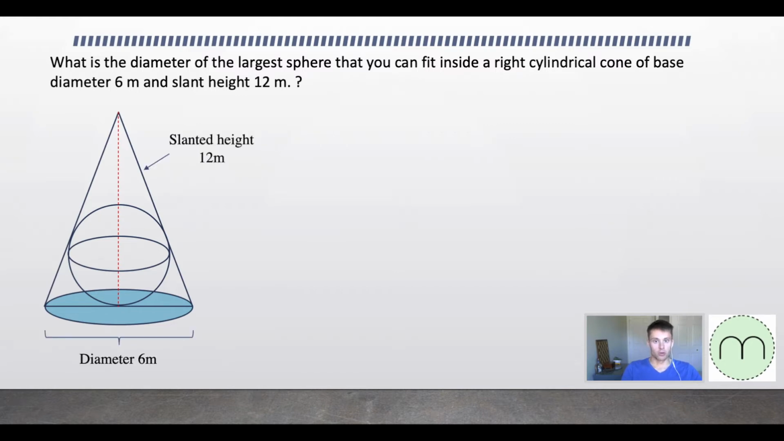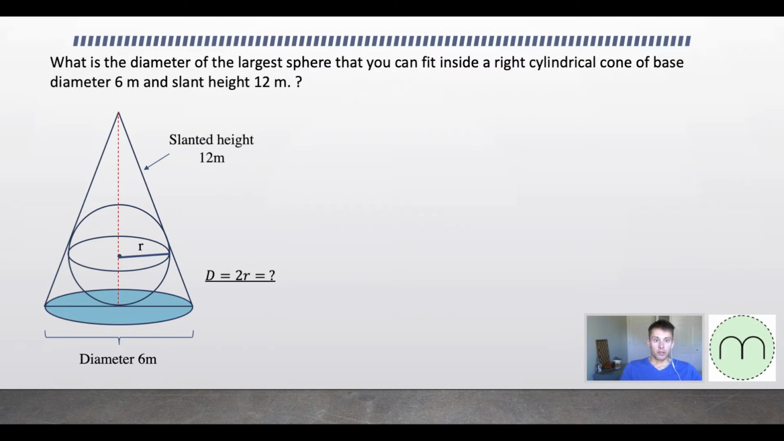And then we can denote what we know from the problem is that the cone has the diameter 6 at the base and the slanted height of 12. So now let's read the problem again and see what the problem is asking for. It's actually asking for the diameter of the largest sphere. So we need to denote the radius of the circle, and then what the problem is actually asking for is 2 times this radius, and this would be your diameter.